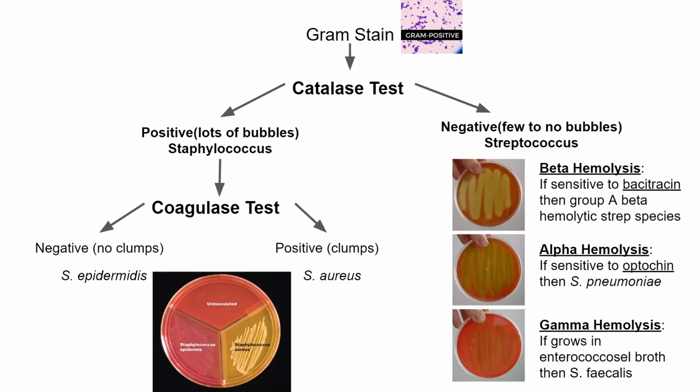The last hemolytic pattern is gamma hemolysis, and then again we would want to test using an enterococcal broth inoculation. If it turned black, we confirm that this was Streptococcus faecalis. Otherwise, we would list it as an unknown gamma hemolytic strep.